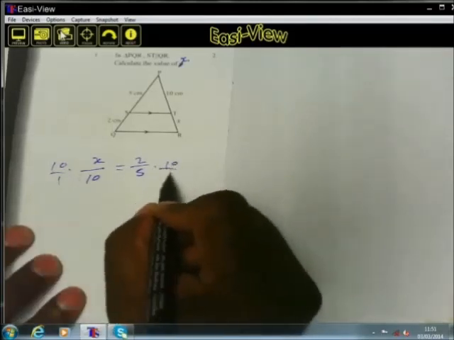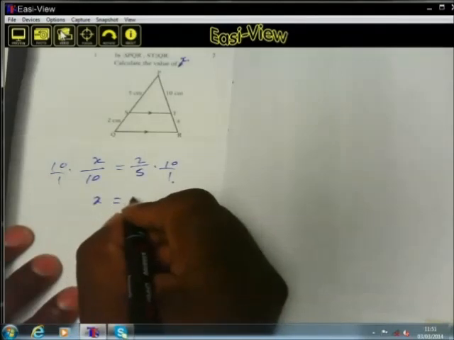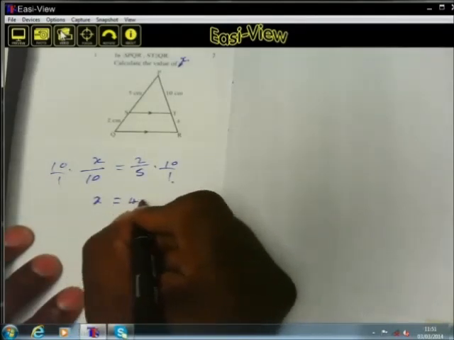Now for us to solve for x, you need to multiply by 10 over 1. What you do on the left, you also do on the right. 10 cancels 10, you are left with x. So you simplify there. 2 multiplied by 10 is 20, divided by 5, which gives you 4. So x will be equal to 4 centimeters. We include the units here because units have been given as centimeters. So x is equal to 4 centimeters.